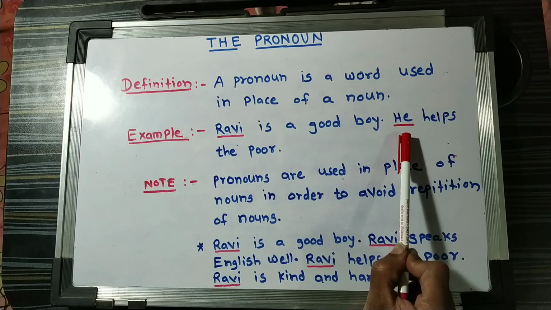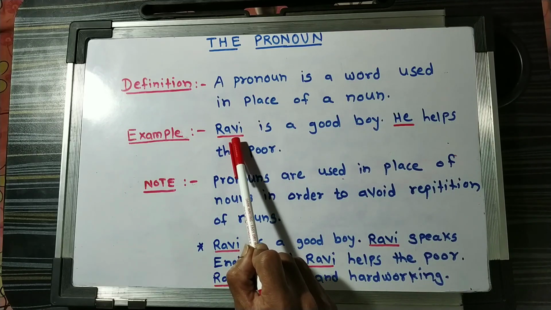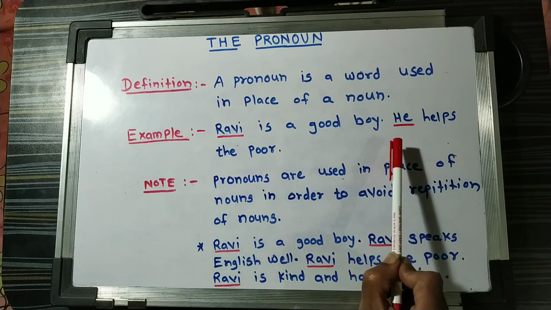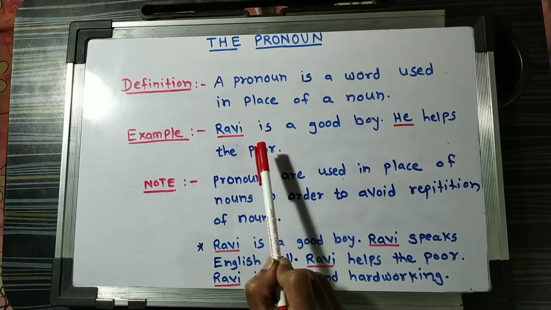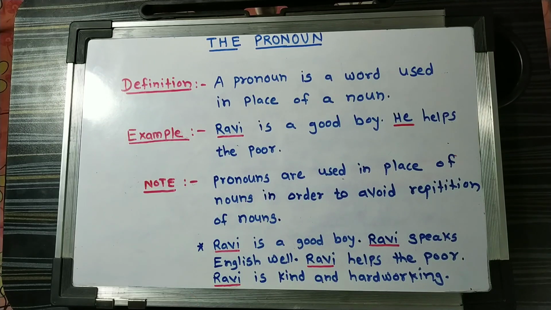In the second sentence, the pronoun that we get over here refers to the noun that is mentioned in the sentence number 1, that is Ravi. So in order to avoid repetition of noun, pronouns are used. I repeat, in order to avoid repetition of nouns, pronouns are used. Now what happens when we repeat the nouns again and again? When we read a paragraph where the nouns are repeated, what kind of effect does it create?